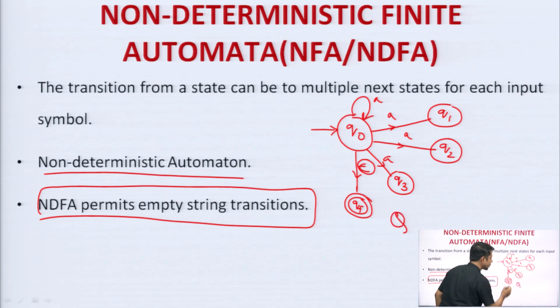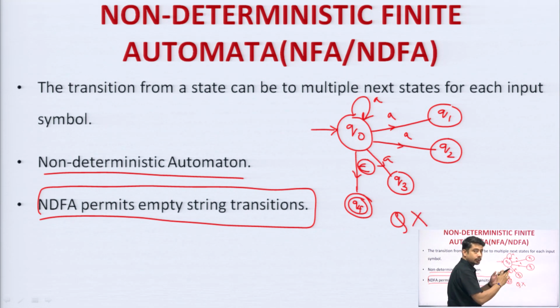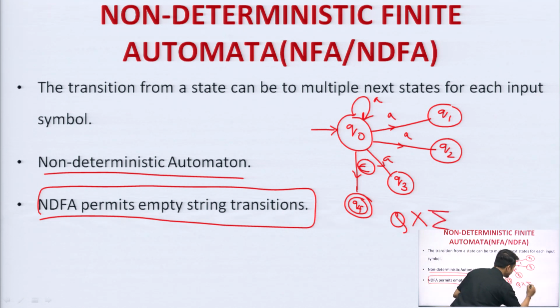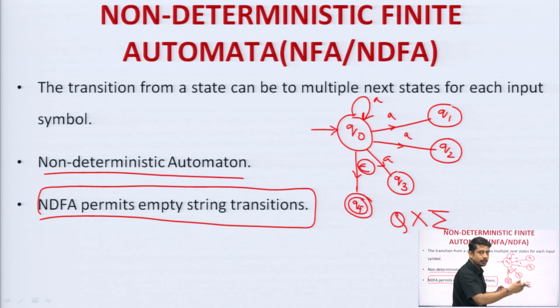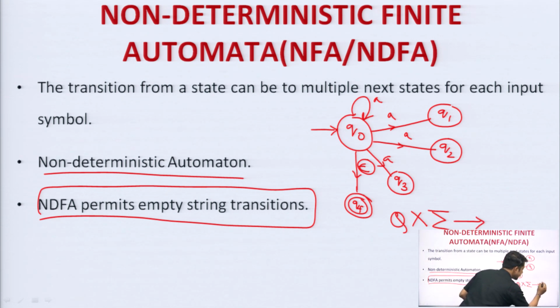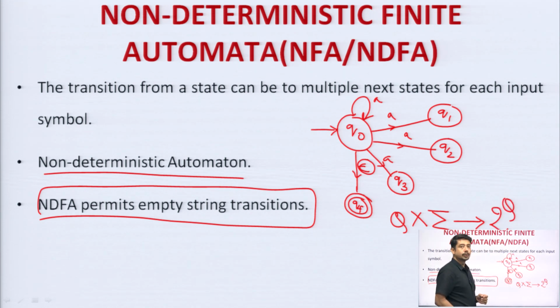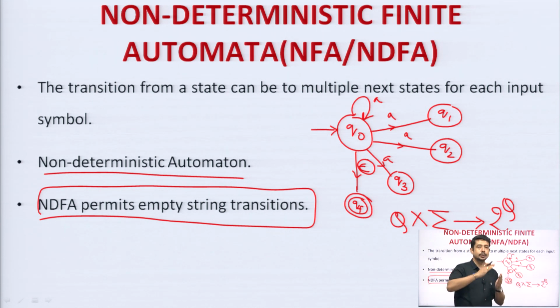That means I can write down that the total number of states involved should correspond to the number of input alphabets. Here I am concentrating only on A, it may be A, it may be B, it may be many alphabets, and it should go not to a single state, it should go to 2 to the power Q, got it. So 2 to the power Q means it is not a single state, it can go to n number of states.